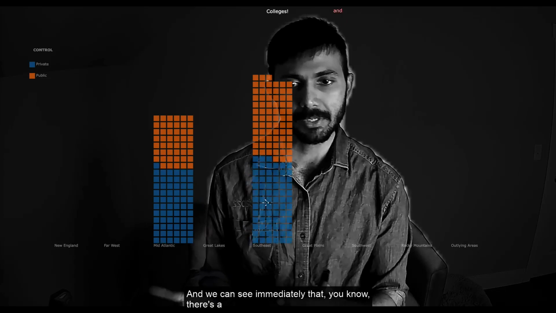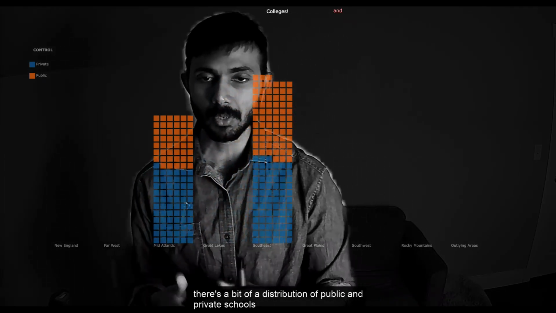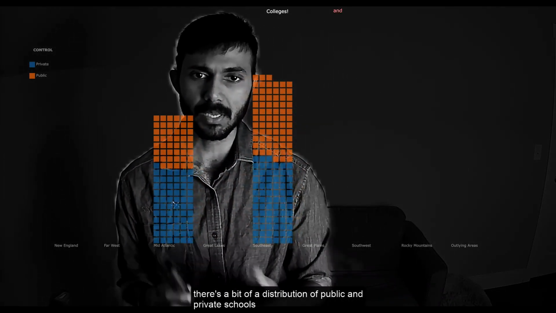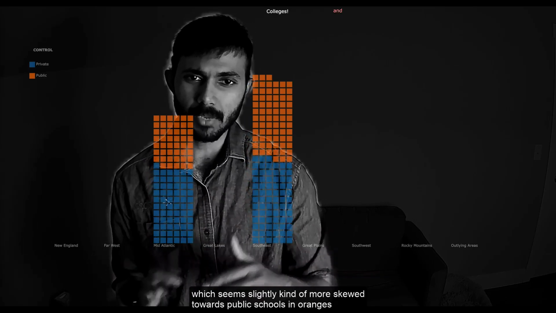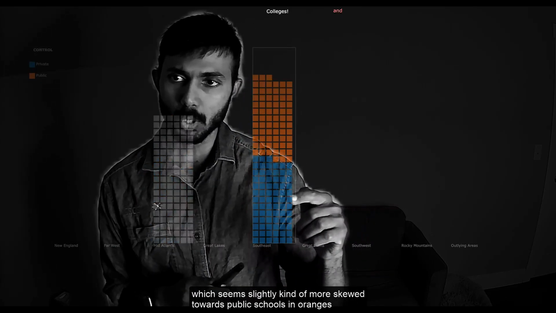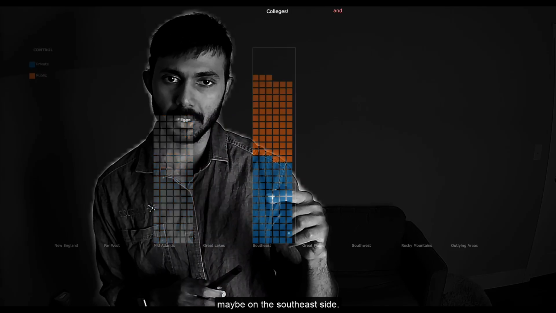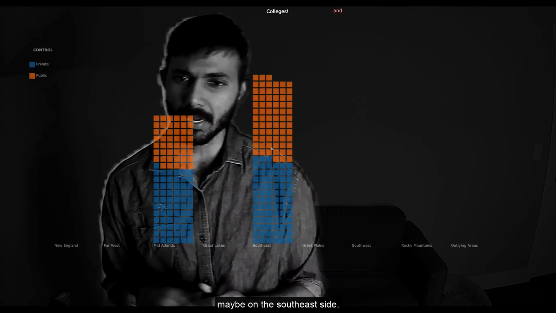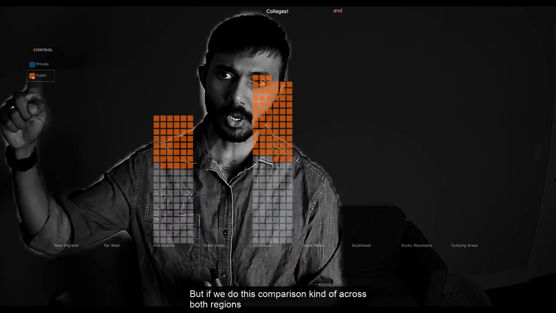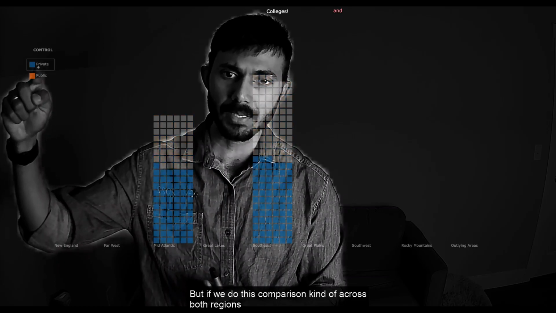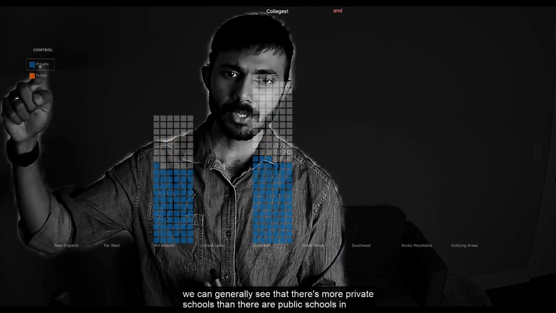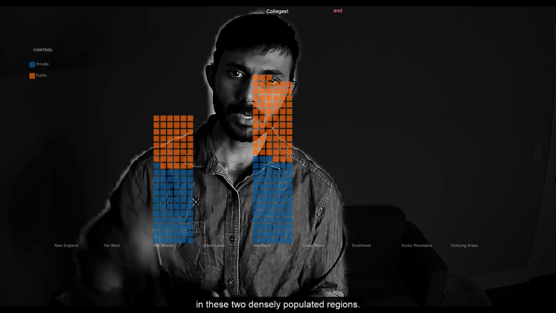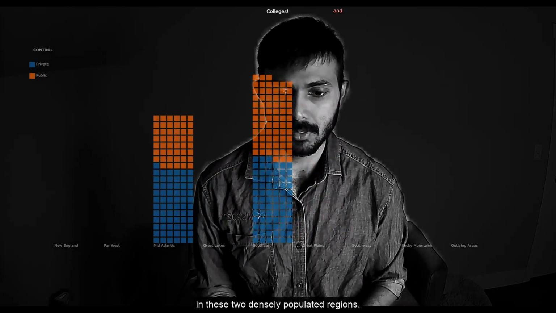And we can see immediately that there's a bit of a distribution of public and private schools, which seems slightly more skewed towards public schools in oranges, maybe on the southeast side. But if we do this comparison across both regions, we can generally see that there's more private schools than there are public schools in these two densely populated regions.